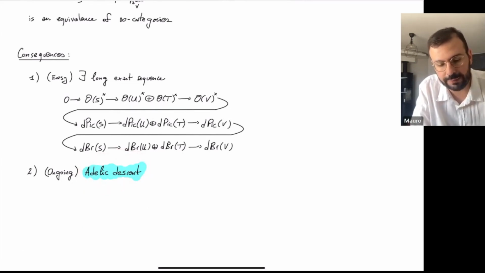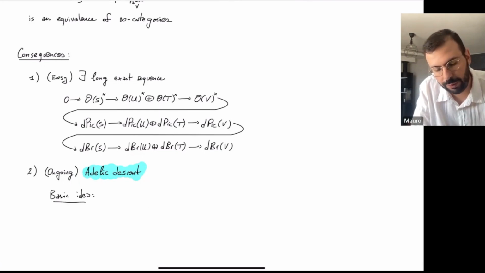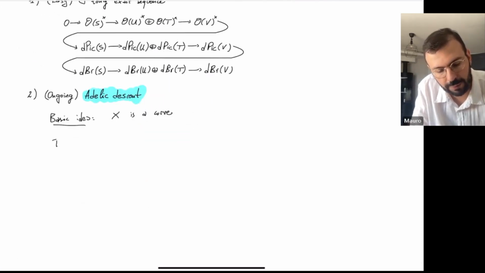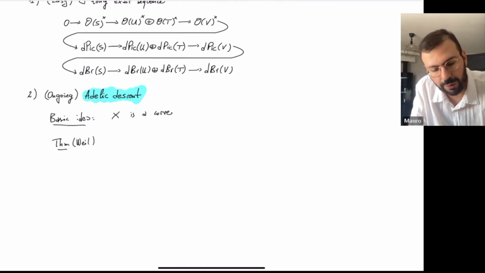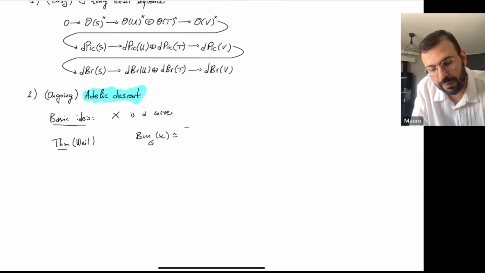And so let me give some basic idea. And so to fix ideas, let's just work with curves. So let's say that X is a curve. Then there is a theorem of Weil that says the following. Bun_G of X can be written as a quotient of Bun_G of the adele of X with a double quotient.